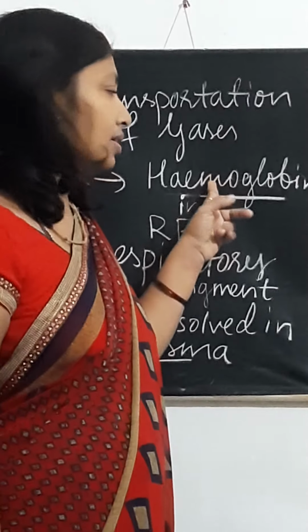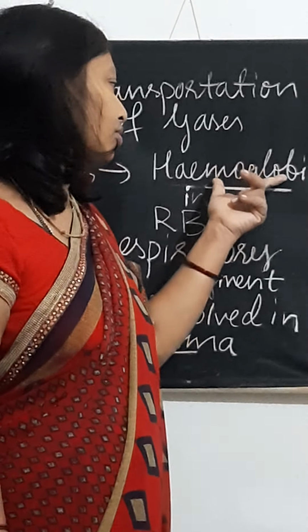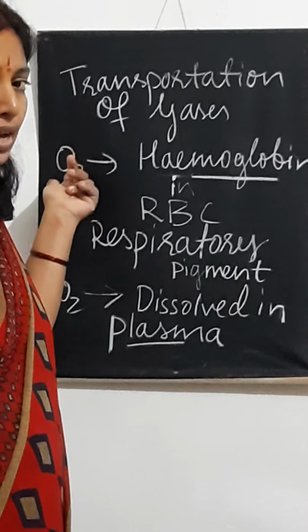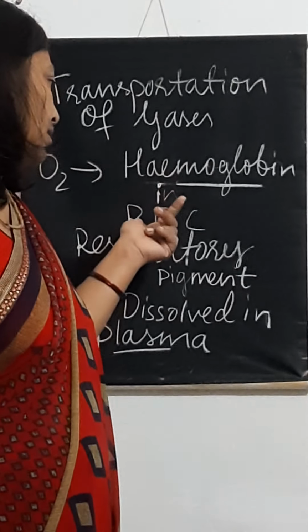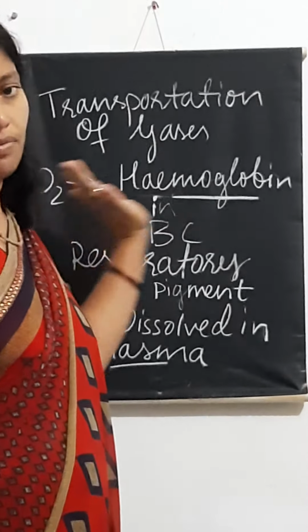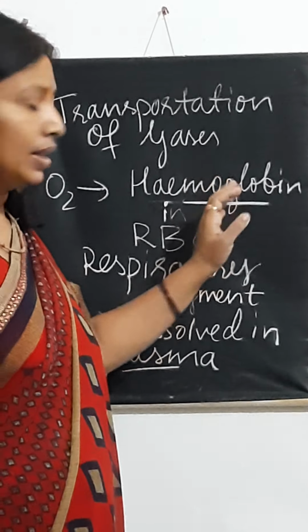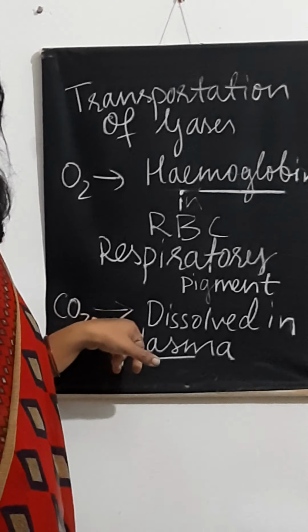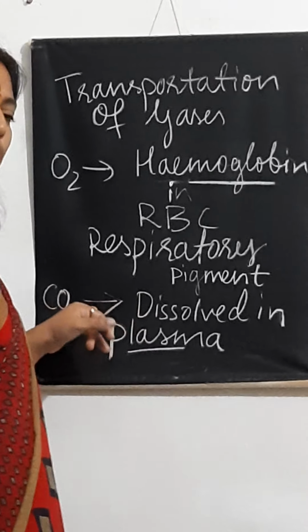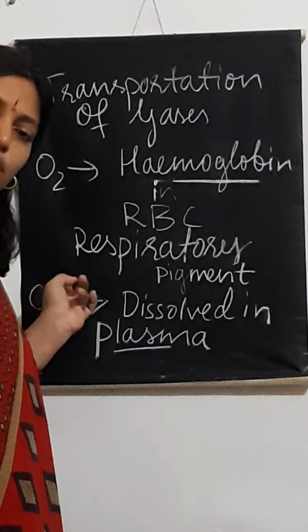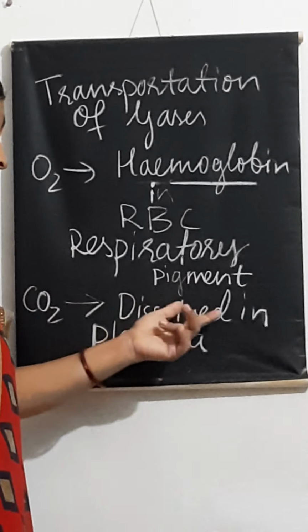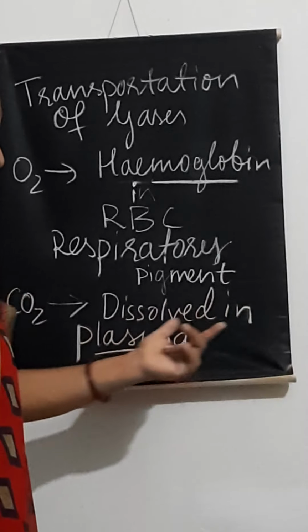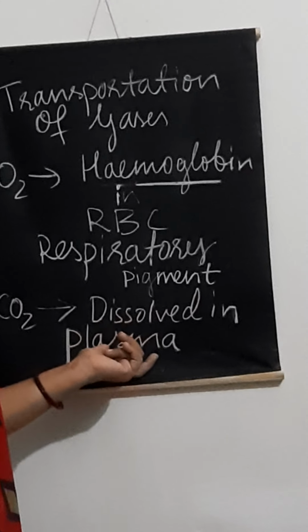But hemoglobin carries it very fast because hemoglobin has got very high affinity for oxygen. It binds easily, and as it is present in the RBC, it is transported very efficiently by the blood. What about carbon dioxide? Carbon dioxide does not require any special pigment because carbon dioxide is readily soluble in water. Hence it dissolves in the plasma, blood plasma, so it is transported in the dissolved form.